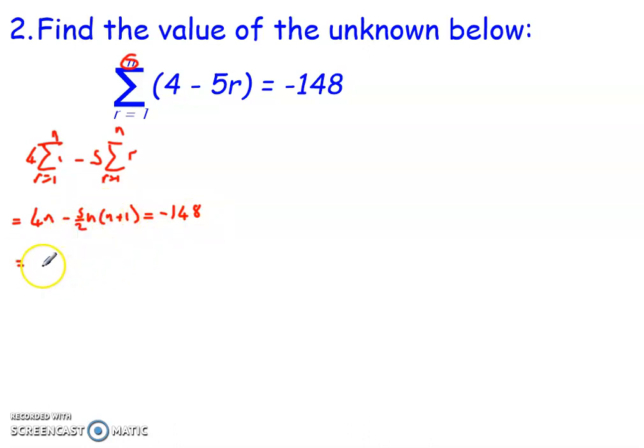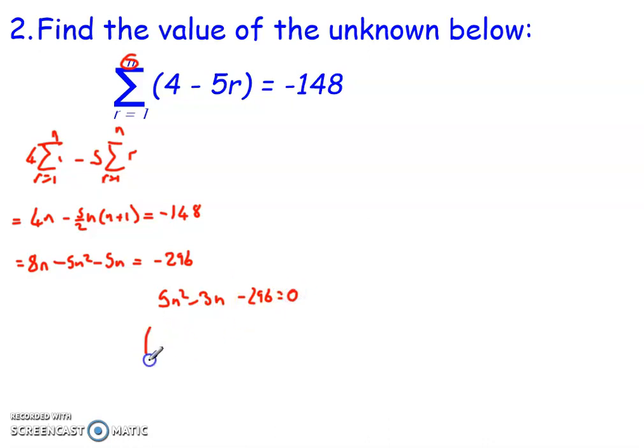So if I multiply everything by 2 to get rid of that, I get 8n, and then take away 5n squared as I multiply out the bracket, minus 5n equals negative 148 times 2, because remember we're multiplying every single term by it, so negative 296. Well, I've got an n squared here, so I've got a quadratic. So I can put that in a quadratic form, i.e. the quadratic equal to 0, and solve it, and then I can get my answer from that. So if I rearrange it, I get 5n squared minus 3n minus 296 equal to 0.